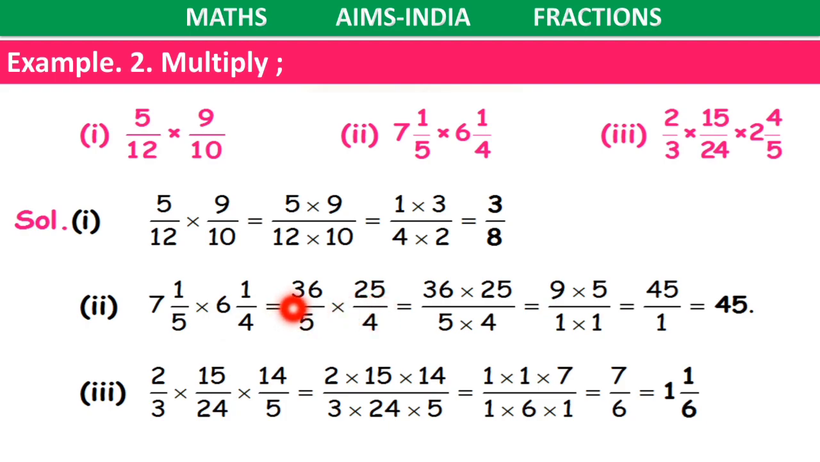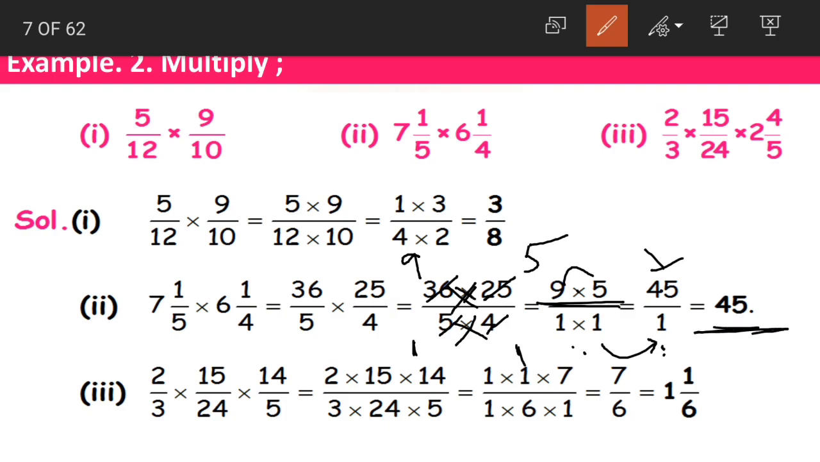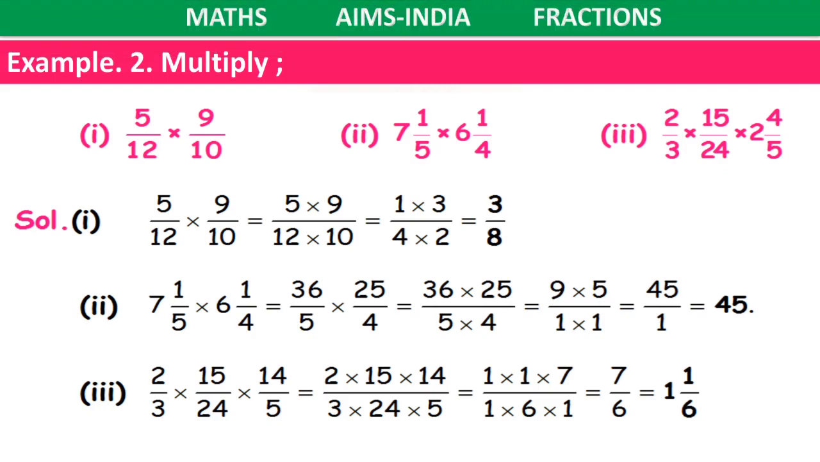Now these two are fractions. Now how do we multiply? 36 into 25 divided by 5 into 4. Again we know that 4 1s are 4, 4 9s are 36, 5 1s are 5, 5 5s are 25. Now what are we left with? 9 into 5 divided by 1 into 1. So remember to put this multiplication. 9 5s are 45 divided by 1. Now 45 by 1 becomes what? 45 only. Yes, 45 is our answer.